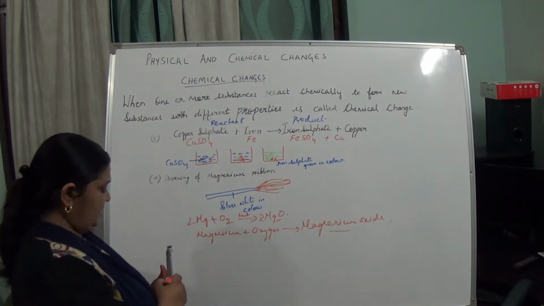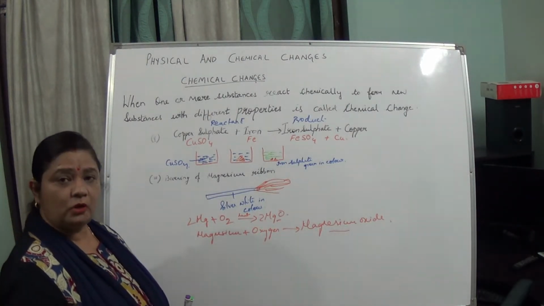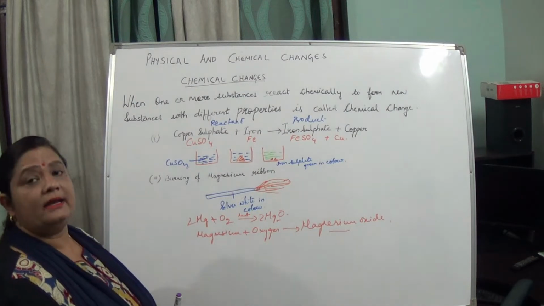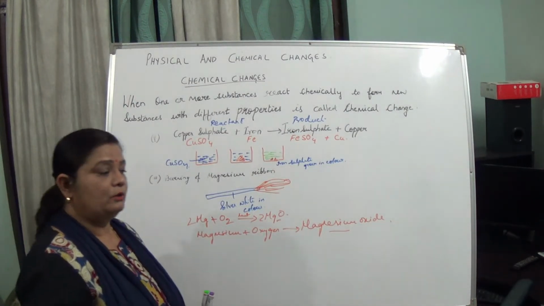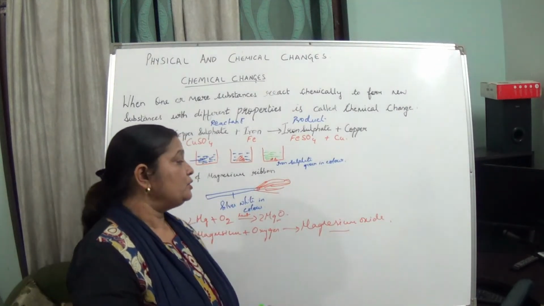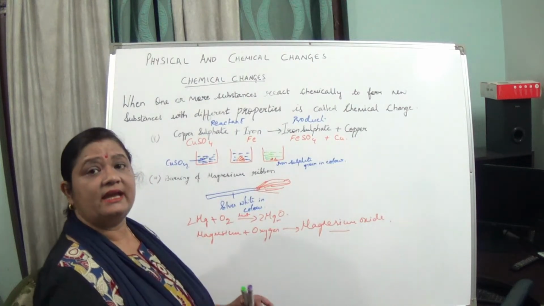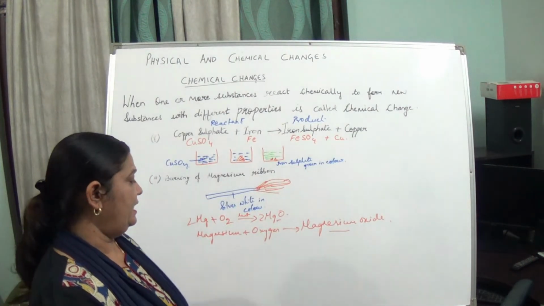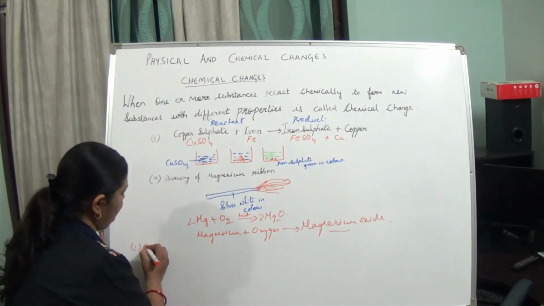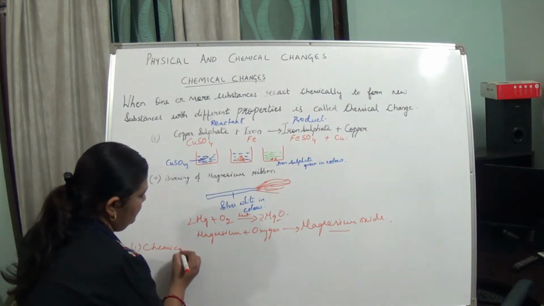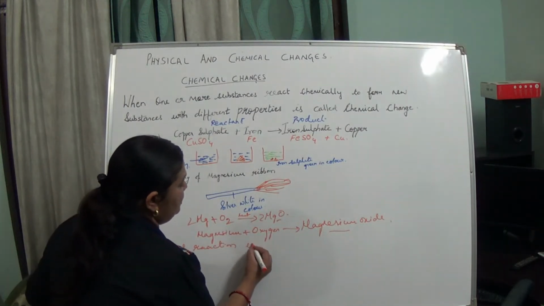So what we are seeing, students, is that in a chemical reaction, new substances are formed. You can see that milk in the house turning into curd is also a chemical reaction, because when curd has been formed, can you get back milk? You can't get back milk, isn't it? So that is a chemical change. Chemical change is irreversible in nature. So what we are learning from here is that a chemical reaction is irreversible.